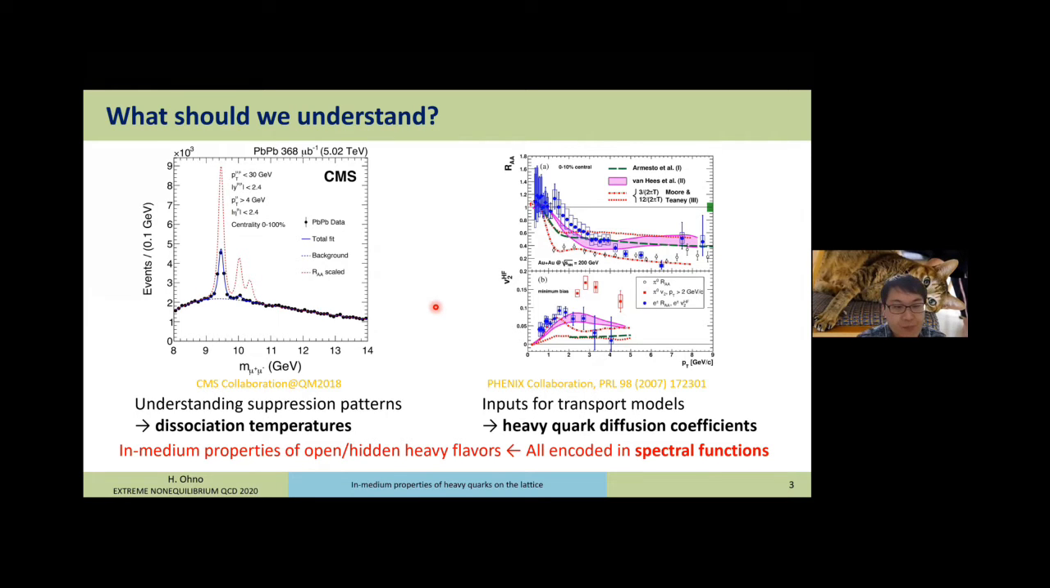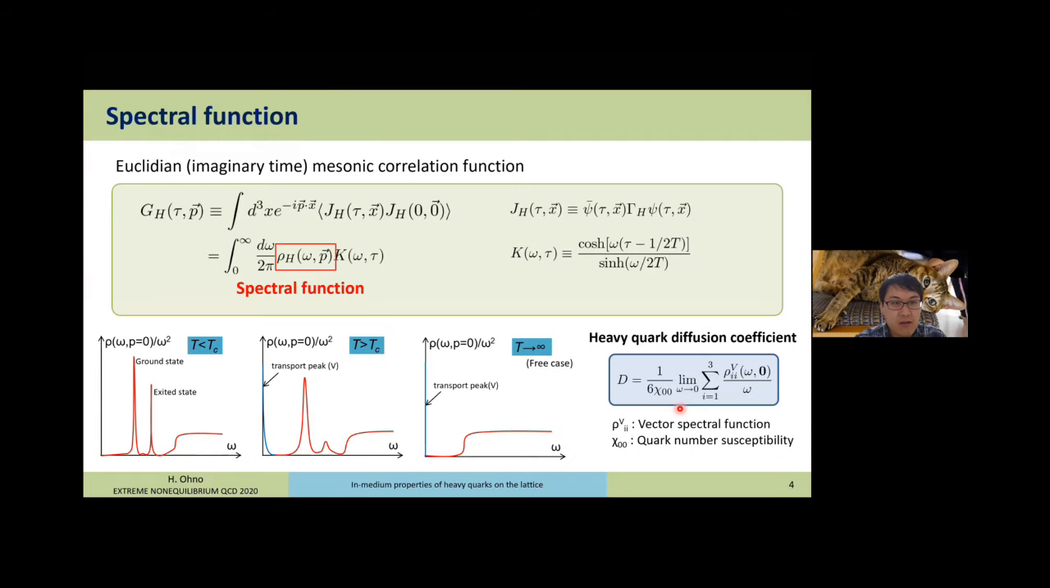To understand these points, the dissociation temperature and the heavy quark diffusion coefficient, it is very important to know the in-medium properties of open or hidden heavy flavors. Basically, these properties are all encoded in the spectral function, especially the quarkonium spectral functions. So it is very important to understand the in-medium properties of these spectral functions. And next, I will explain what a spectral function is.